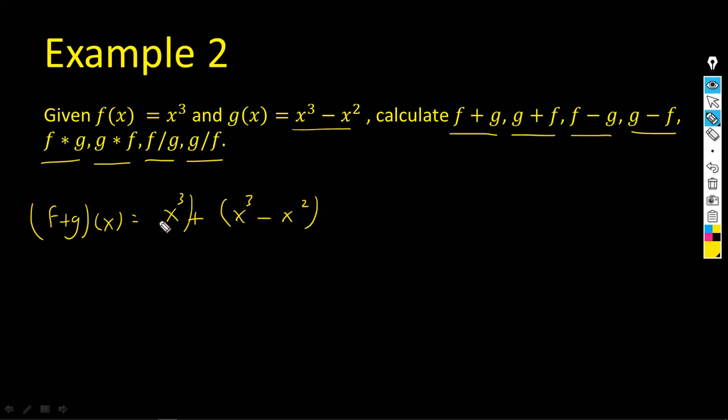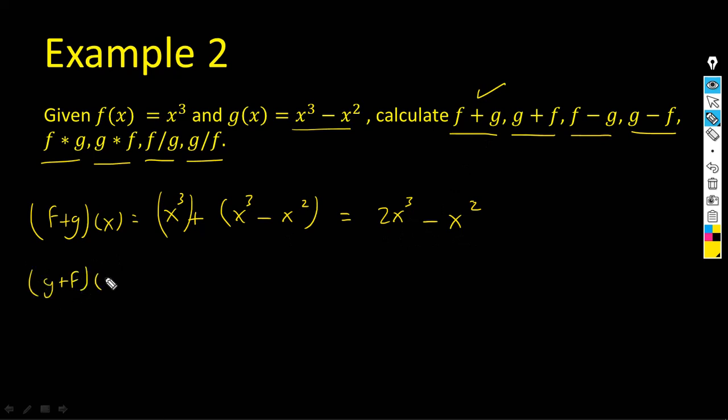Let me put this into parentheses. So this is f of x plus g of x. And if we simplify a little, we get 2x to the cube minus x squared. So this is the solution to this first exercise. F plus g is equal to this. Okay, done. Now let's calculate g plus f.